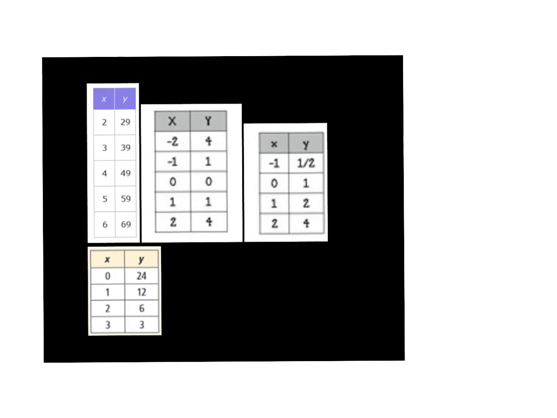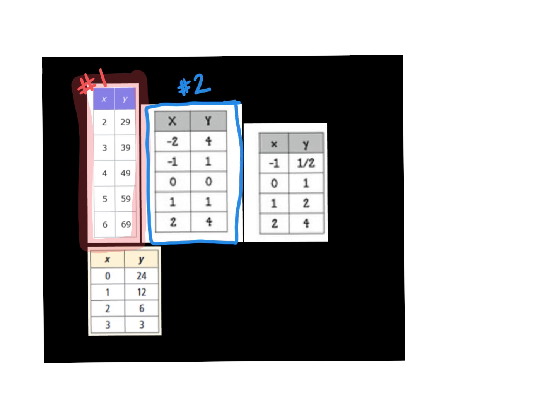Okay, so let's go ahead and try some on our own. So we are going to go ahead and first start with doing this first table on the left side here. Okay, so go ahead and tell me if this table here on number 1 is linear, exponential, or quadratic. And then now let's look at number 2. Number 2 is the second table. Is this table linear, quadratic, or exponential?